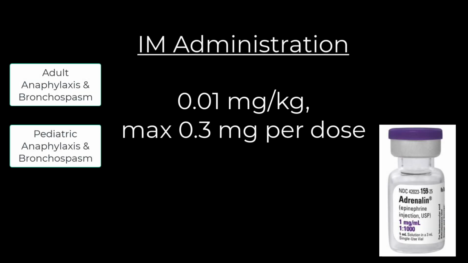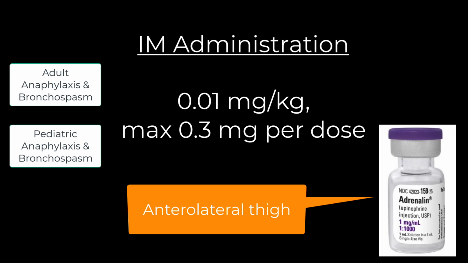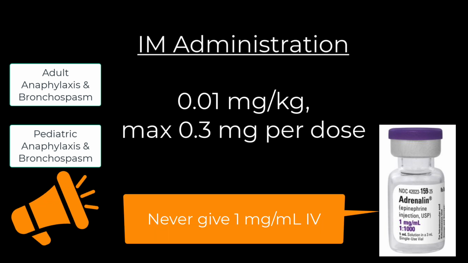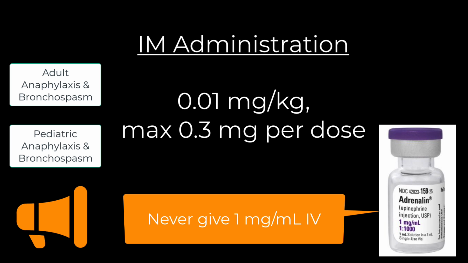Intramuscular epinephrine should be given in the thigh rather than the upper arm. The thigh provides superior drug dispersal. Above all, however, the most important thing to remember with the 1 milligram per ml concentration is that it must never be given intravenously. Medical directors frequently have to review cases of medication error where intramuscular epinephrine was accidentally given intravenously. It is critically important that you have a method in place to cross-check every medication with your partner.